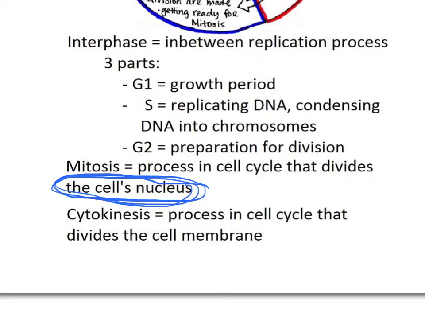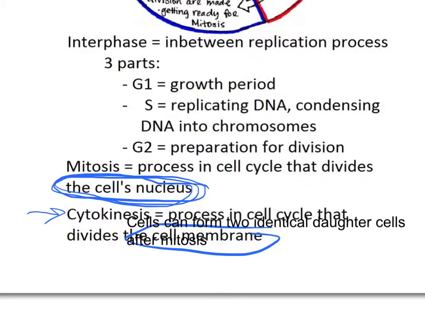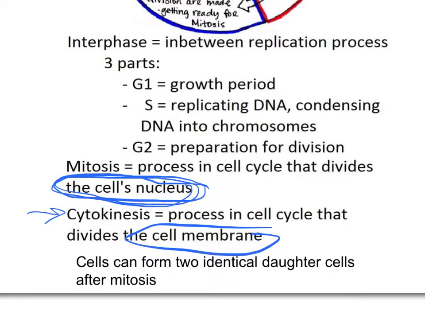There's another process called cytokinesis. Cyto means cell, kinesis means movement. So it's movement of cells. This is the process that divides the cell membrane so that cells can form two identical daughter cells after mitosis. Fix that, and then we'll fit that at the bottom.